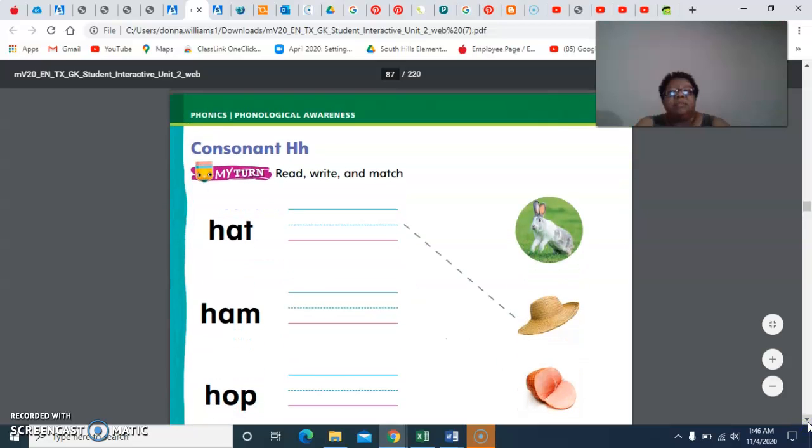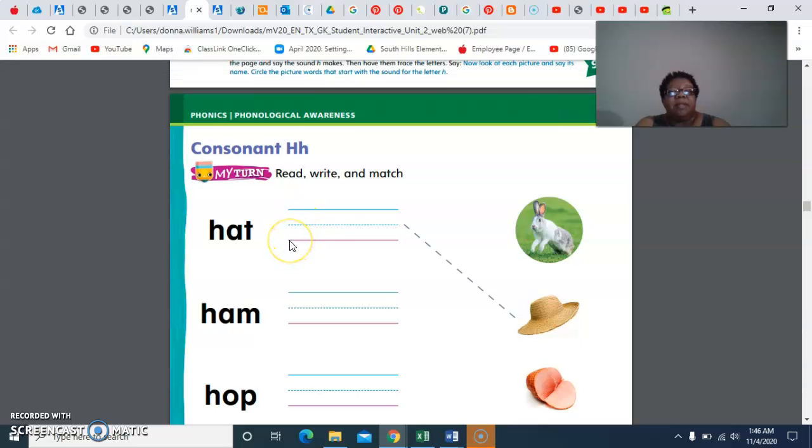Then on this one, we're going to do the CVC words. You're going to match the word with the pictures. They did hat for you. You have ham and hop. And you're going to practice writing the CVC word only one time this time on these lines. So make sure you practice. If it's a sky letter, it usually touches the top blue, goes all the way to the ground.